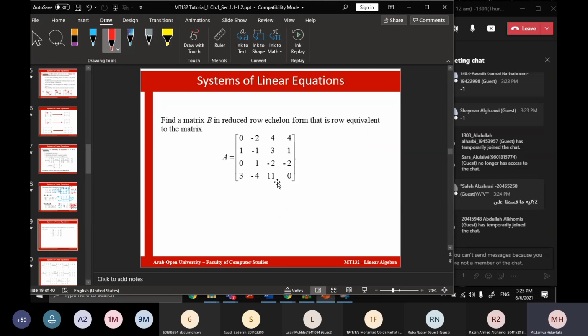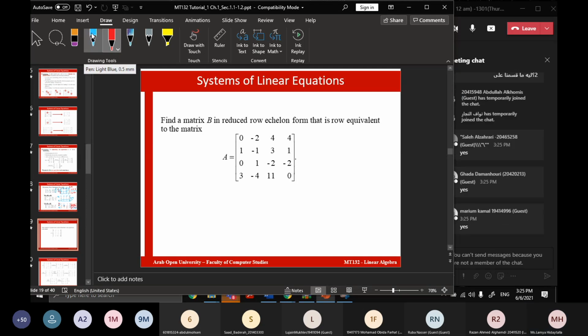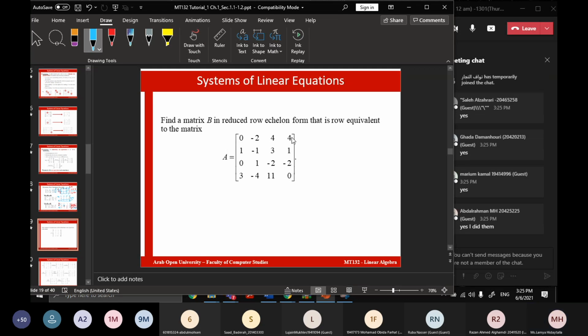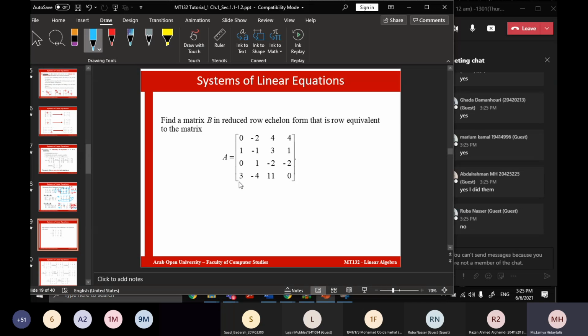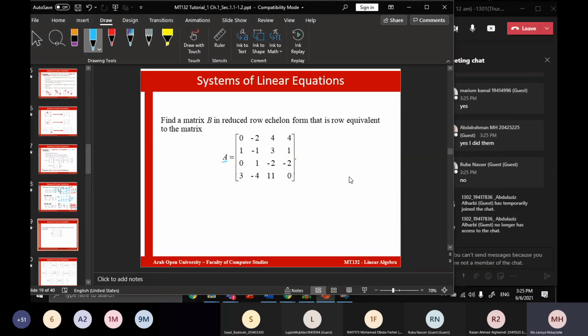Okay, let's do this. Hopefully you did it at home. You tried to reduce this matrix to the echelon form or no? Did you try? Okay, some succeeded to find it. Now this is our matrix A. I want to reduce it to the echelon form. That means I will use the 3 previous row operations.